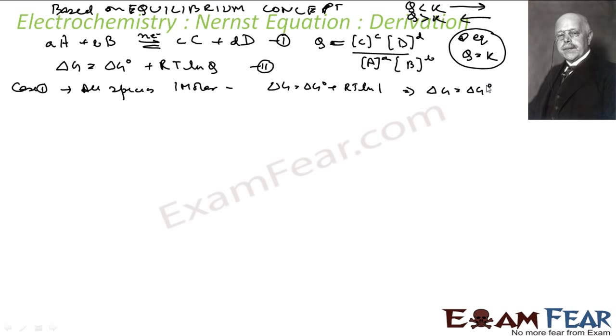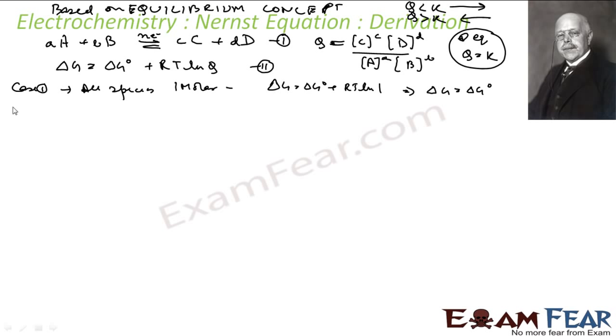Now let's talk about this, this is delta G, right? This is all we know. But we have to find the electric potential. So what is electric potential? We know that electric potential is nothing but work done per unit charge to bring a unit charge from infinite distance to the point of interest.